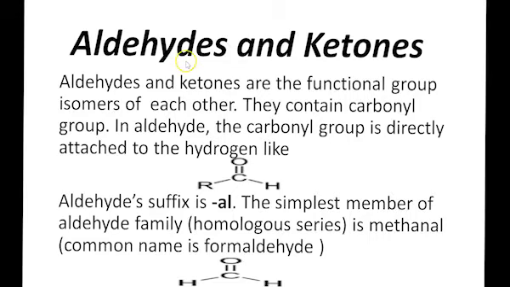What are aldehydes and ketones? Aldehydes and ketones are the functional group isomers of each other. It means they have the same molecular formula, but their structures are different from each other. They contain a carbonyl group. In aldehydes, the carbonyl group is directly attached to hydrogen. The aldehyde suffix is -al. The simplest member of the aldehyde family is methanal, common name formaldehyde.